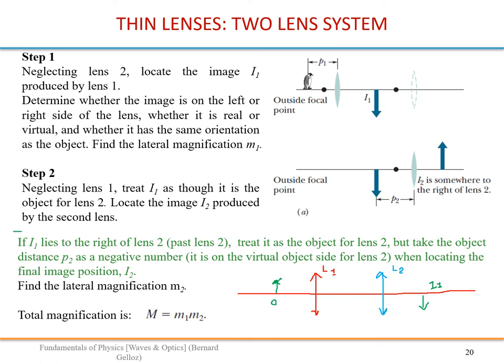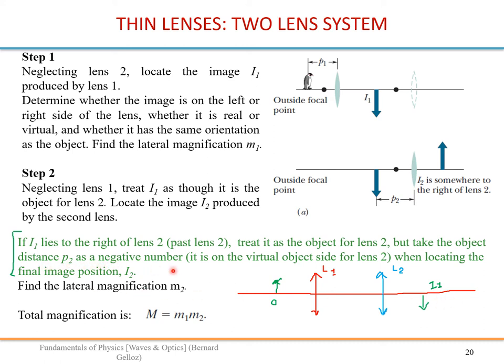So how to deal with that is actually written here. If I1 lies to the right of lens 2, like here, treat it as the object of lens 2, as usual, but take the object distance P2 in the equations as a negative number. Okay, so usually P is a positive number, remember? But if it is on the wrong side, in some sense, of the lens, take it as a negative number.